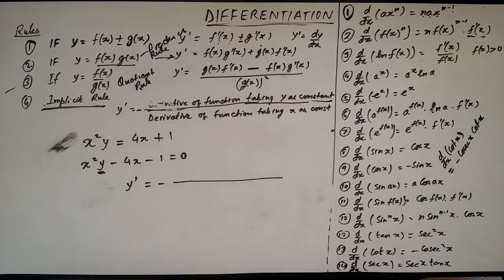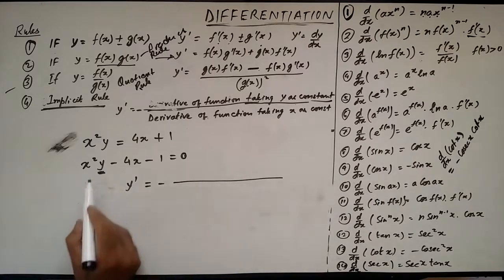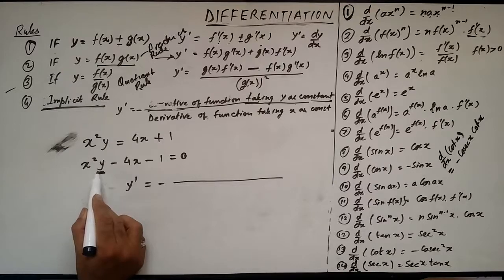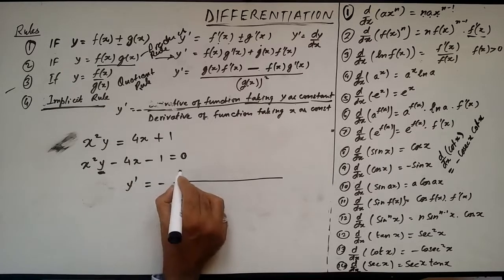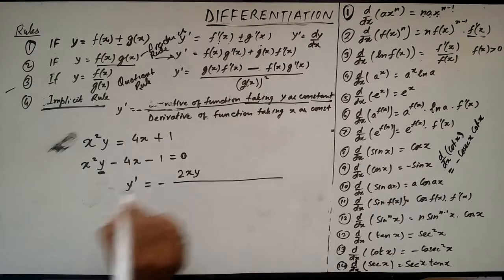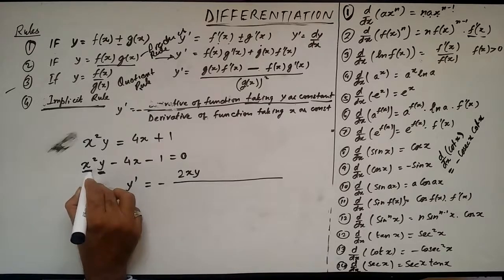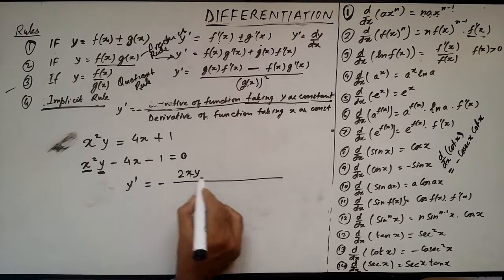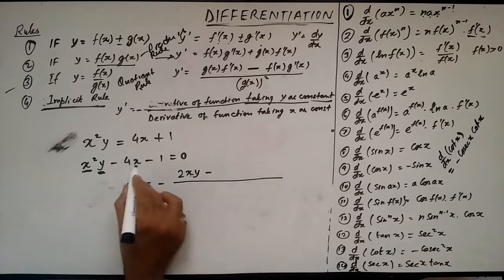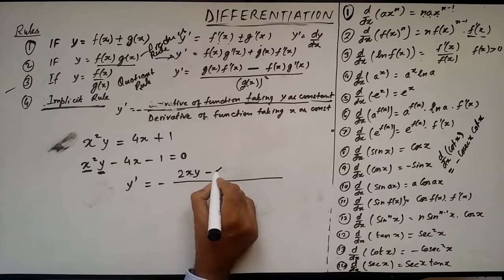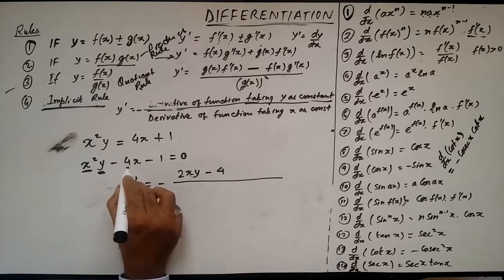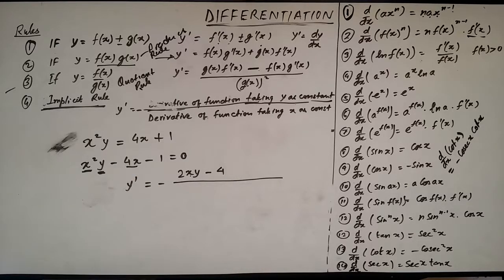Okay, and the numerator will be the derivative of the function taking y as a constant. So if this is a constant, y remains the same. So this will be 2xy. We just have to find out the derivative of x squared, that is 2x. So it is 2xy. Now the derivative here: there is no y here. Since y is a constant and there is no y here, we just have to find out the derivative of 4x, that is minus 4.